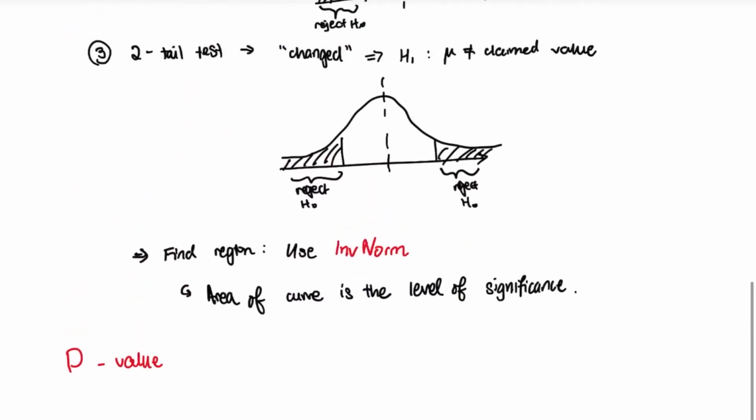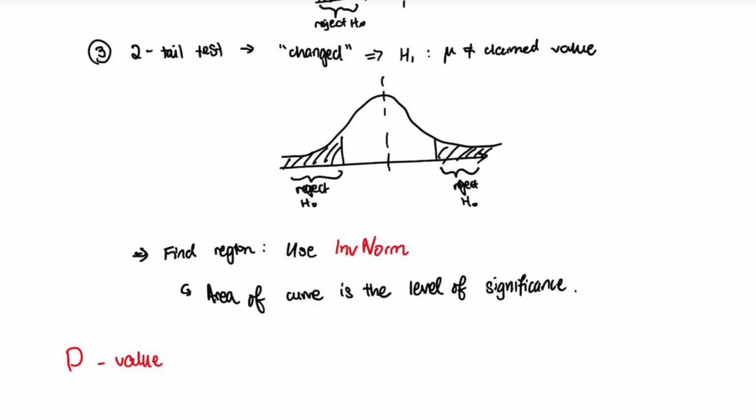So the p-value would make up the part of the curve that is shaded. From the p-value, we can identify whether the test statistic will lie inside the critical region, or whether it will lie outside.